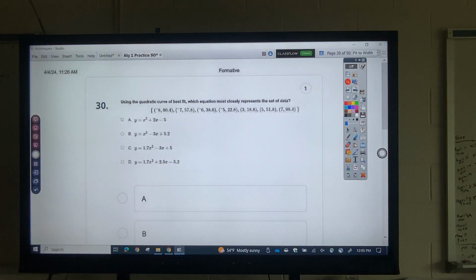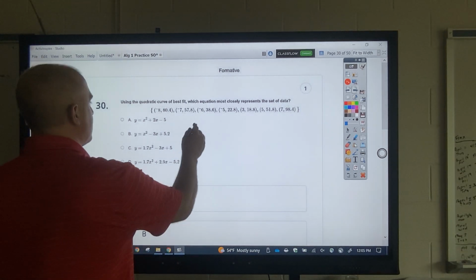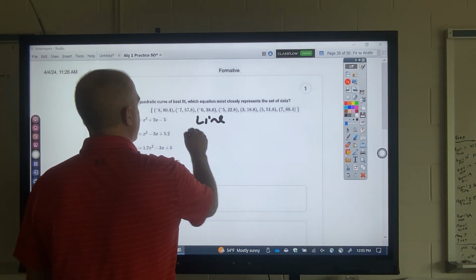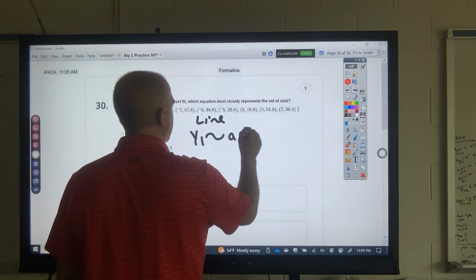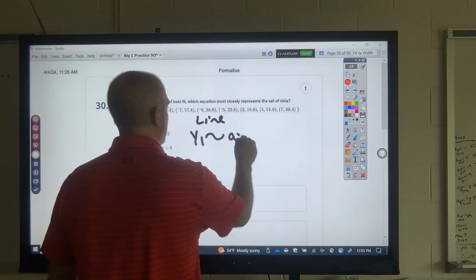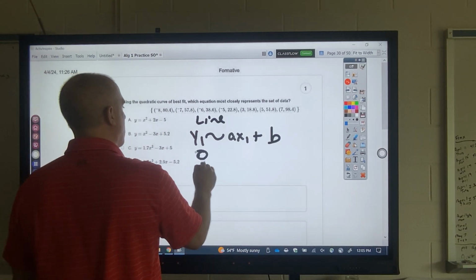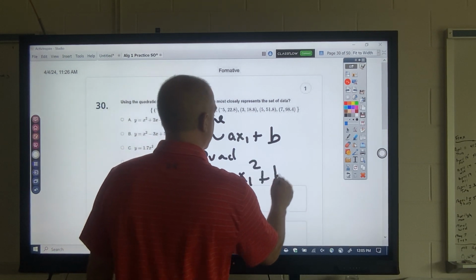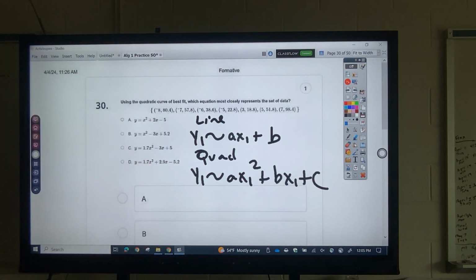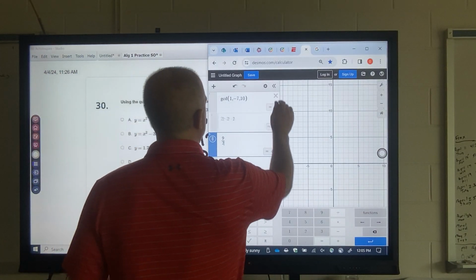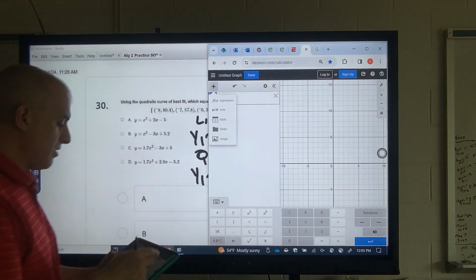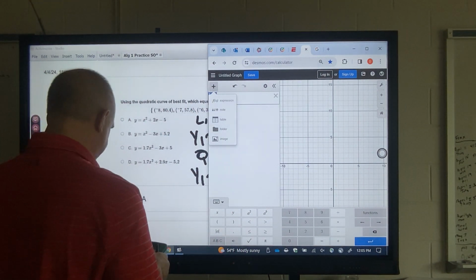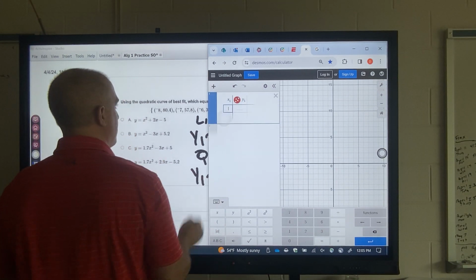Okay? Question 30. This is line of best fit and curve of best fit. What you have to understand is if you have the line, it's y1 tilde ax1 plus b. If it is the quadratic, it is y1 tilde ax1 squared plus bx1 plus c. So you have to add those things if necessary. So what I want to do is make a table, and every time you start these, you have to start them all over again. All right, so I got the table.